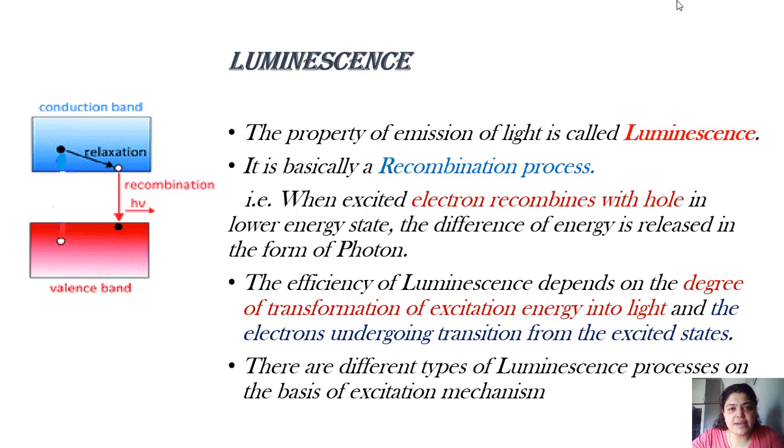Now, what exactly is luminescence? You all might know the working principle of an LED is electroluminescence. So before electroluminescence, just a brief of what exactly is luminescence. The property of emission of light is known as luminescence. So basically you can say that luminescence means a recombination process. How can light be emitted? Whenever there is a recombination process.